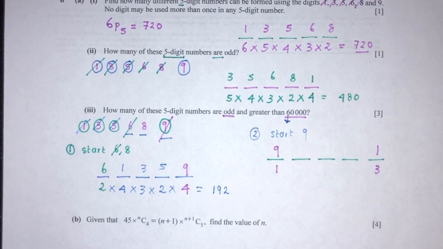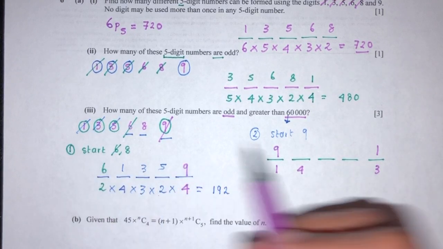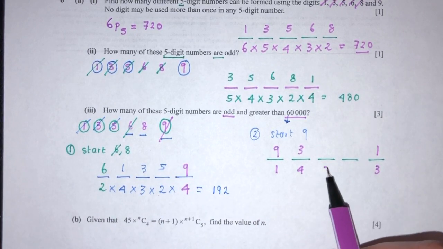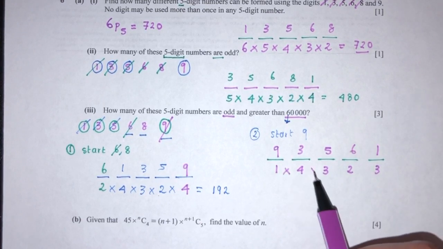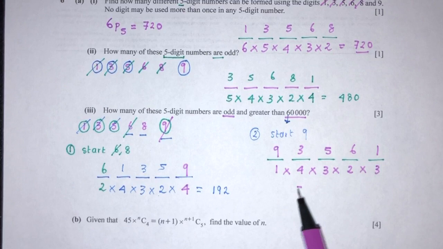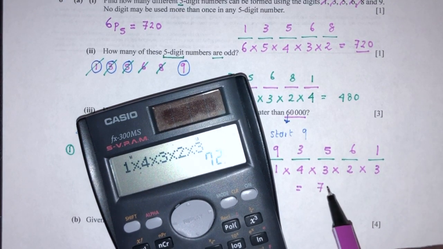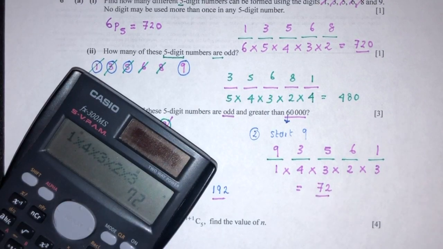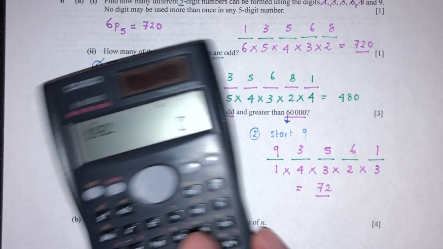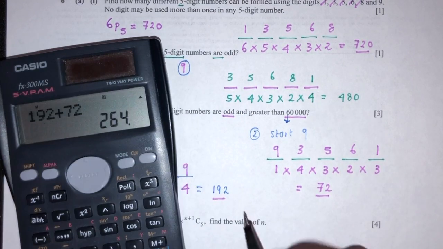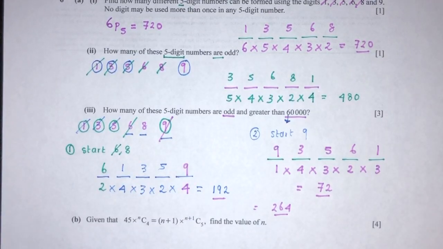Then the rest could be just anything. For this one you will have remaining 4 options. Let's say we choose 3. Remaining 3 options, let's say we choose 5, and the remaining 2 options, let's say we choose 6. That'll be 1 times 4 times 3 times 2 times 3. That will be 72. So this plus this will be what? So 192 plus 72, that will be 264 as your answer for part A of your question.